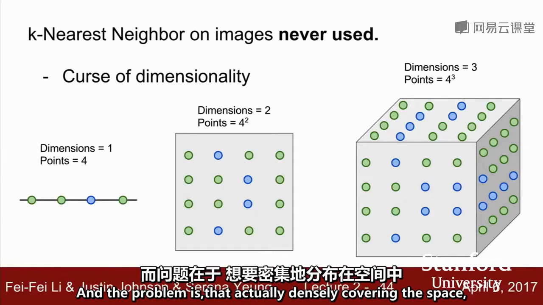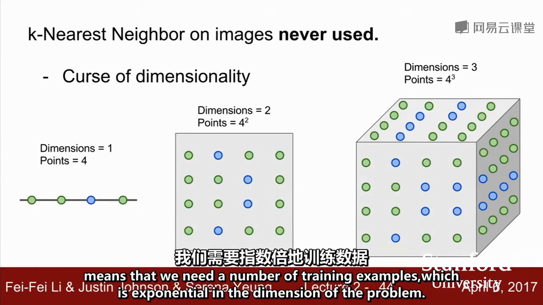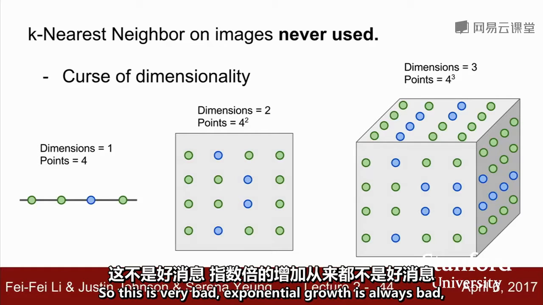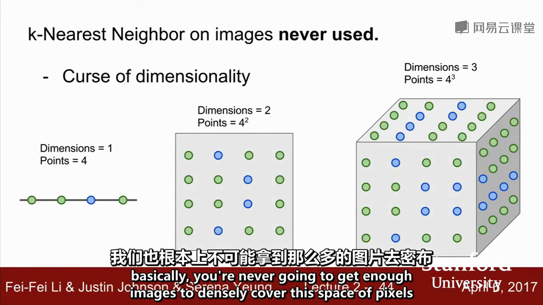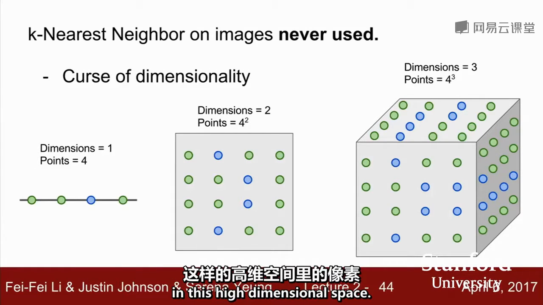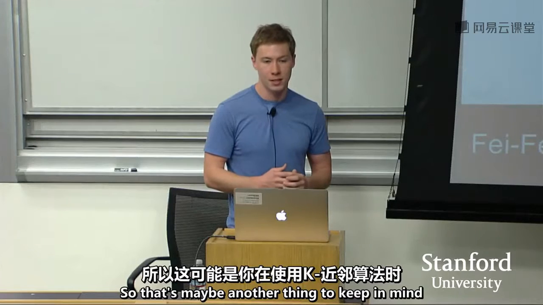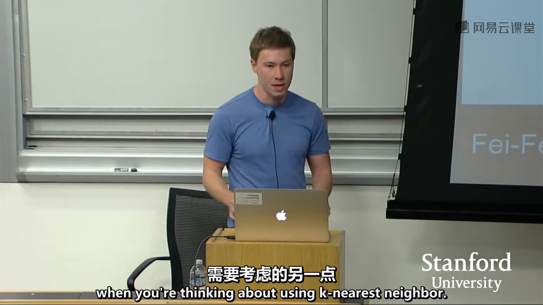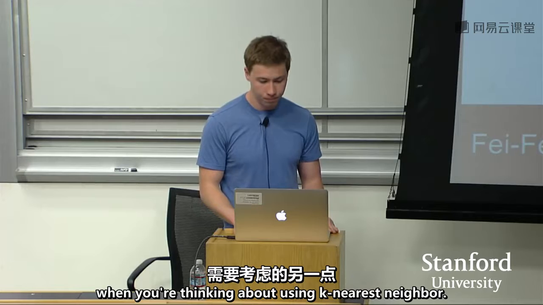So the problem is that actually densely covering the space means that we need a number of training examples which is exponential in the dimension of the problem. So this is very bad. Exponential growth is always bad, and you're never going to get enough. Basically, you're never going to get enough images to densely cover this space of pixels in this high-dimensional space. So that's maybe another thing to keep in mind when you're thinking about using k-nearest neighbor.